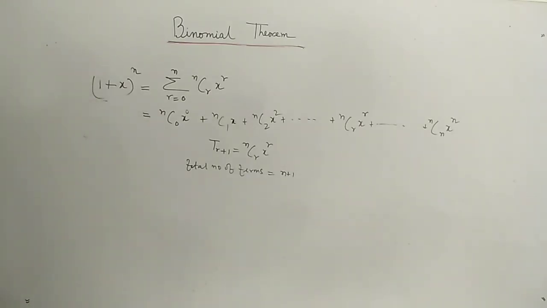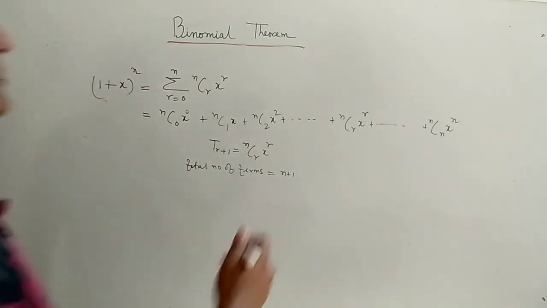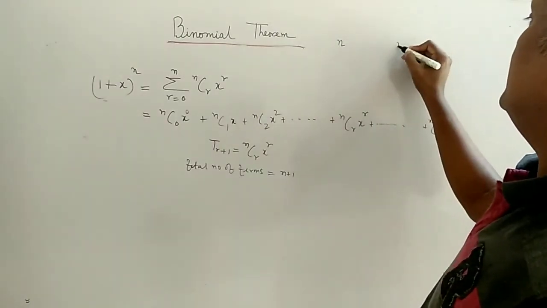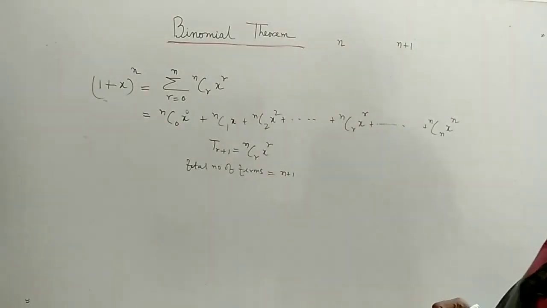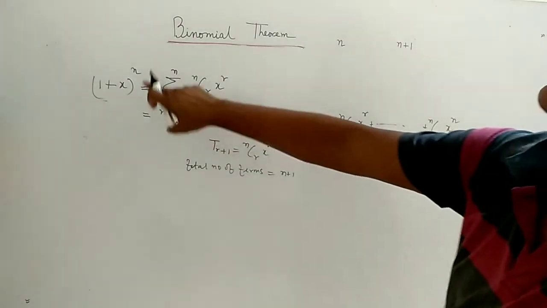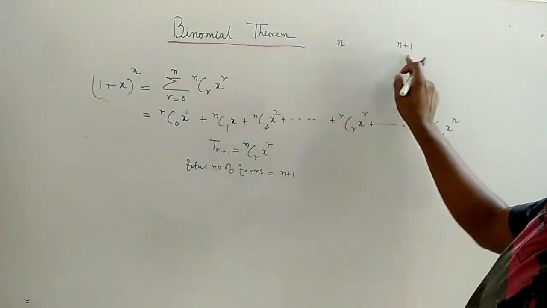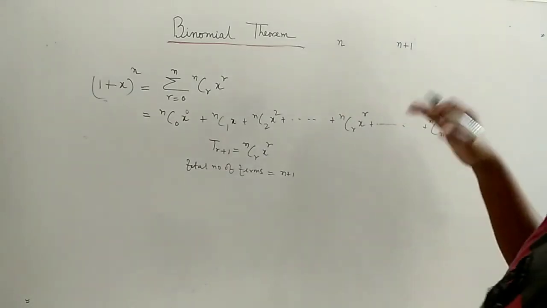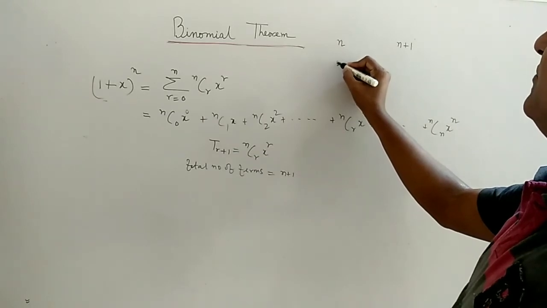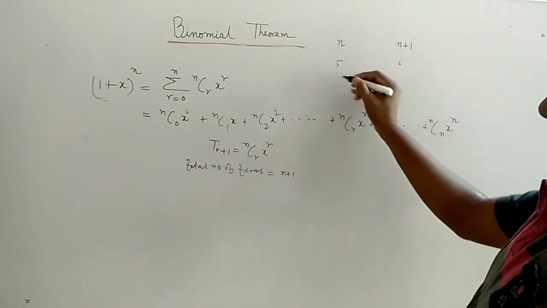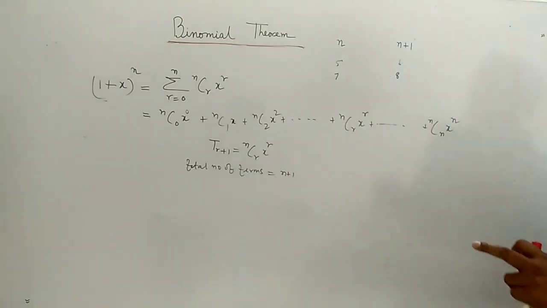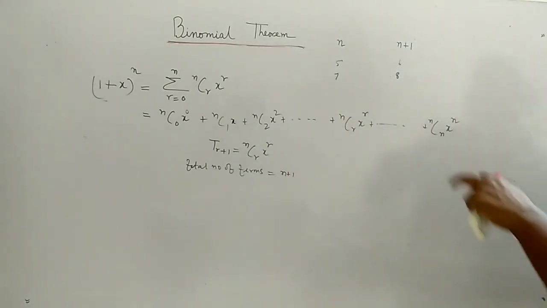Here are three important things about the power n. If the index is n, then the total number of terms in the expansion is n plus 1. So which one will be the middle term? Suppose I have an odd number like 5, then I get 6 terms. If I have 7, then I get 8 terms. Then how will you find which term is the middle term?